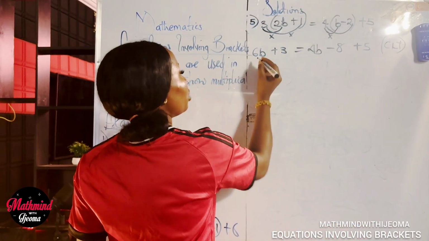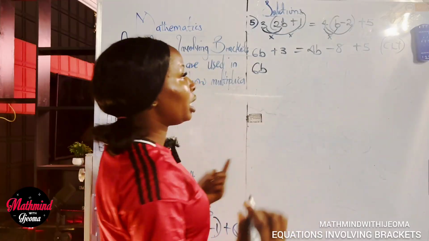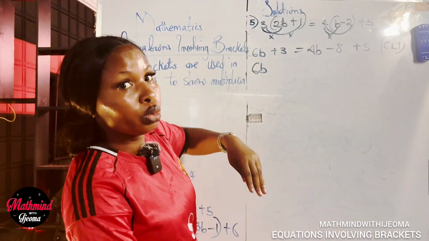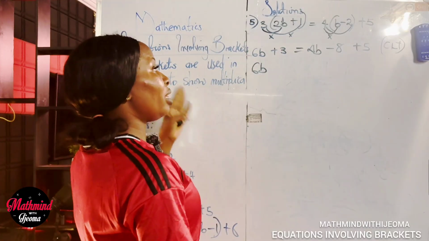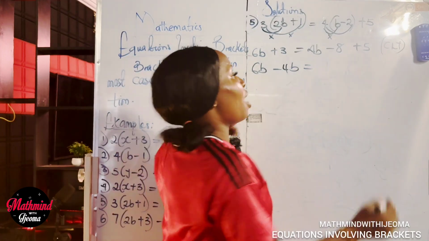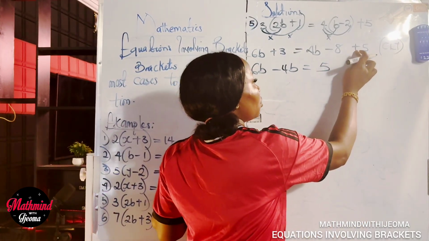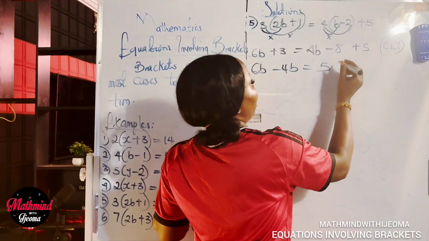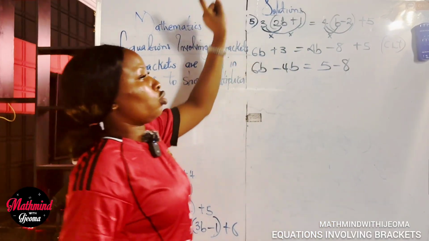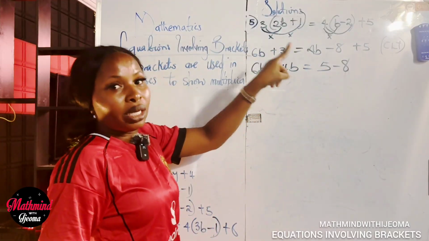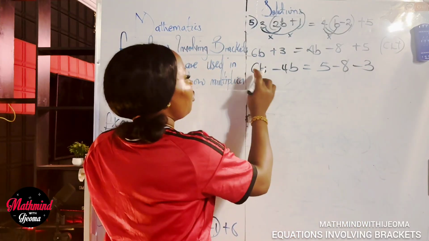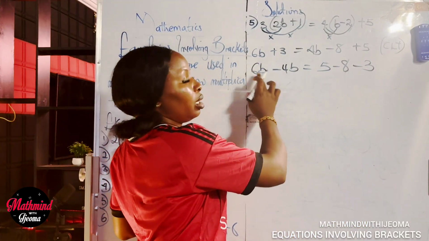If you collect like terms, you'll be having 6b. Which other b? 4b. But it's at the right hand side. So what do you do? Move it. If you move it to the left hand side, it becomes minus 4b. Equal to, we already have 5 here. Plus 5 is 5. Then minus 8. If this plus 3 crosses to the right hand side, it becomes minus 3. Minus 3. So we have 4b minus 6b.